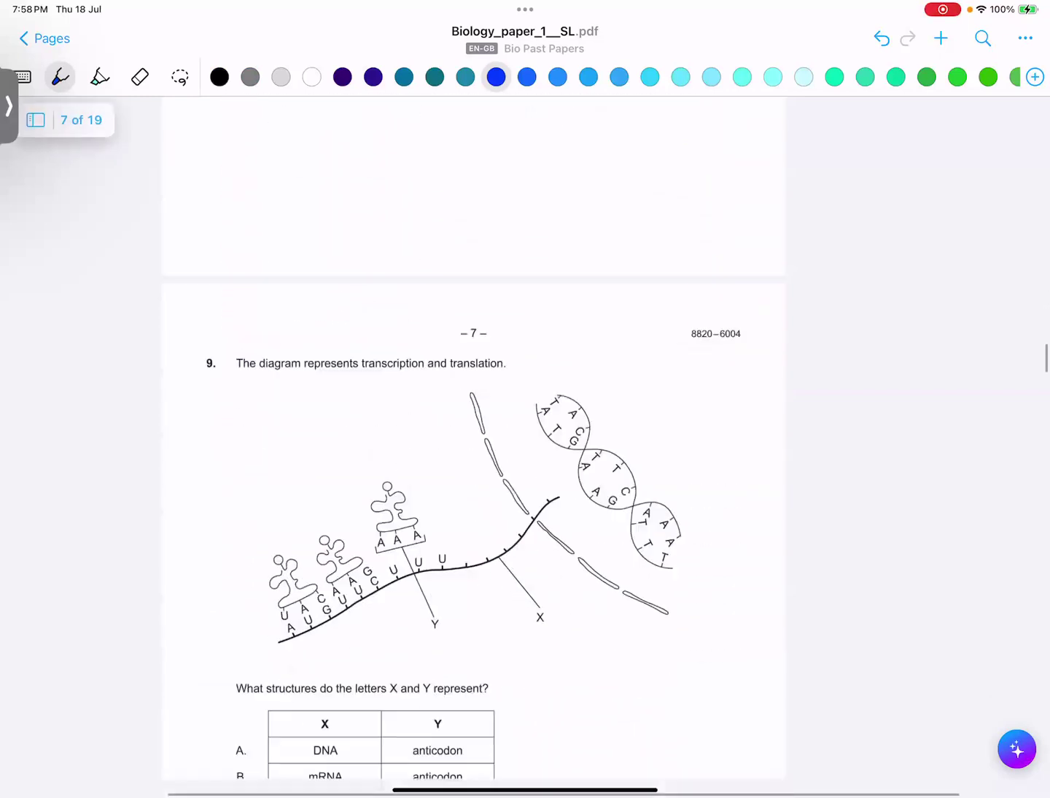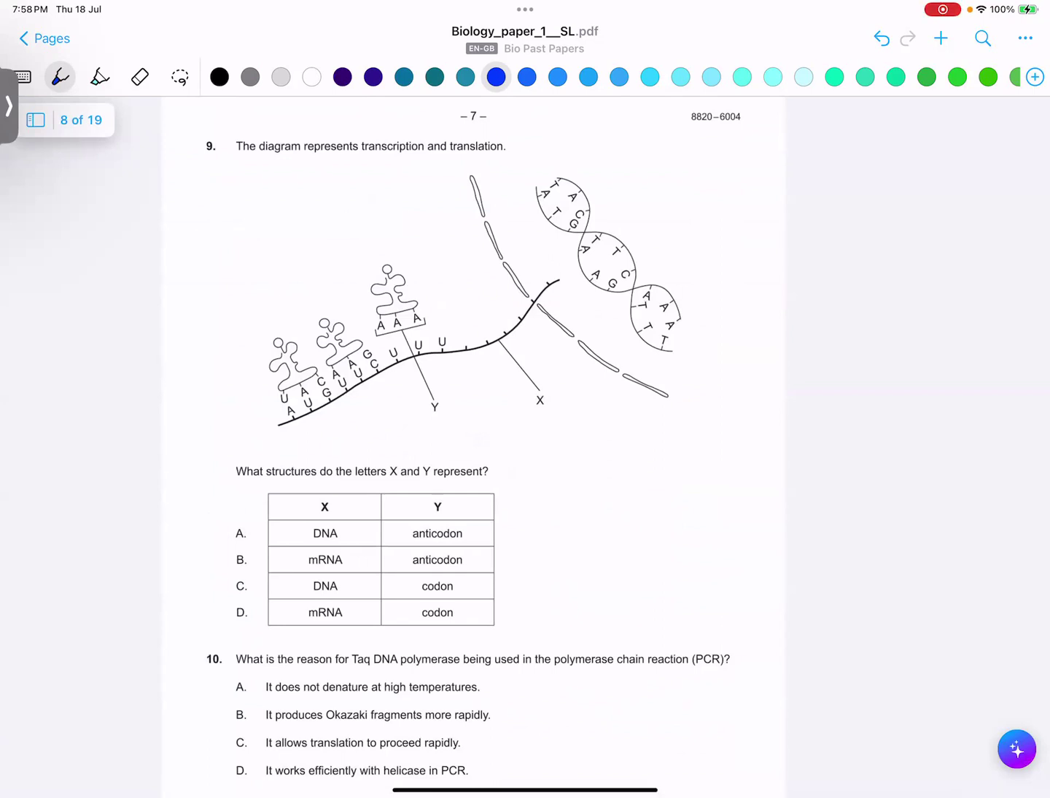And then we have the next question, 9. The diagram represents transcription and translation. What structures do the letters X and Y represent? So as we can see, X represents the mRNA, because look where it's located, on which strand. And then we can see that Y is actually the anticodon because it's going towards the mRNA. So our answer in this question is B.